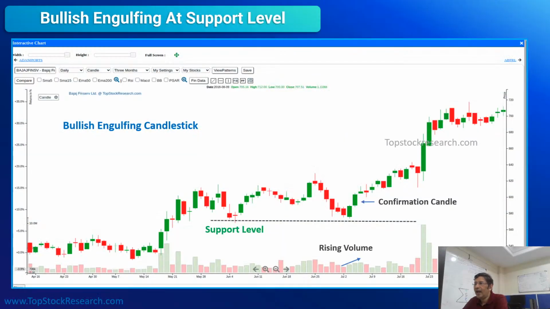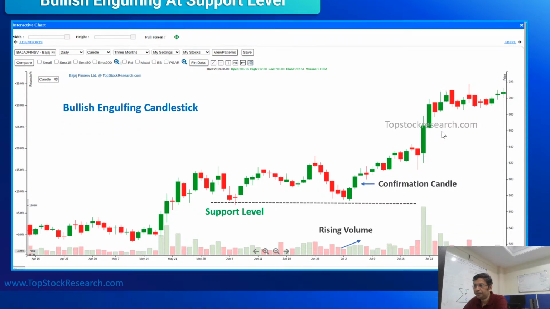Then engulfing at a support level. In this place, engulfing is happening at a support level. There's a slight increase in volume out here. Either you get in here, or you wait for the confirmation, and then you'll get a nice move out here. Okay.